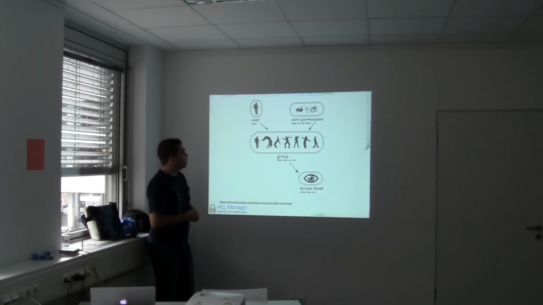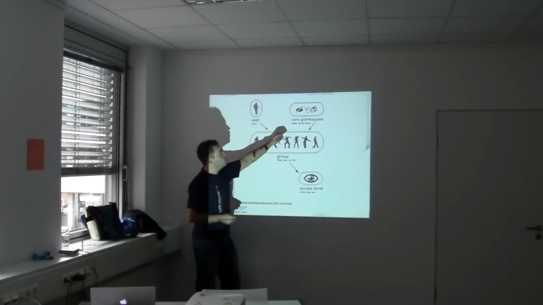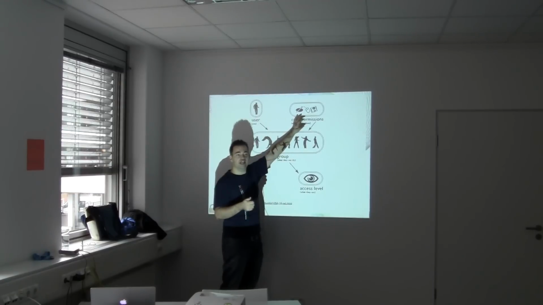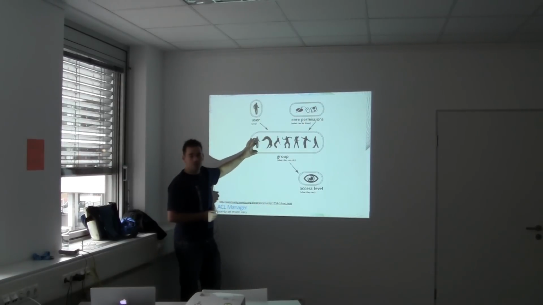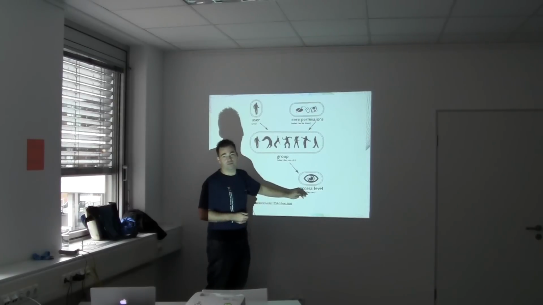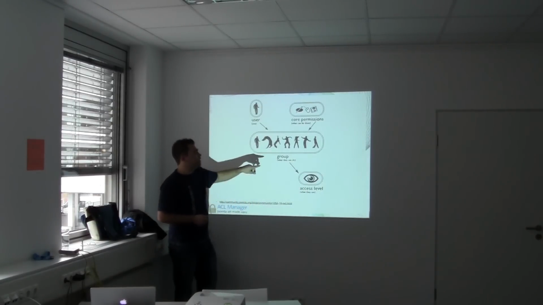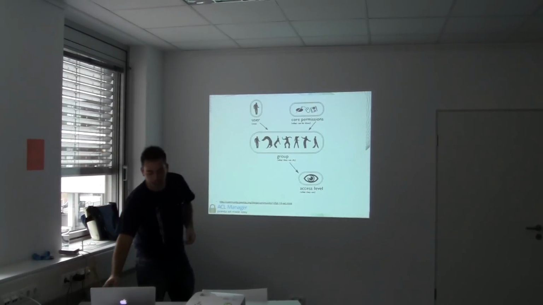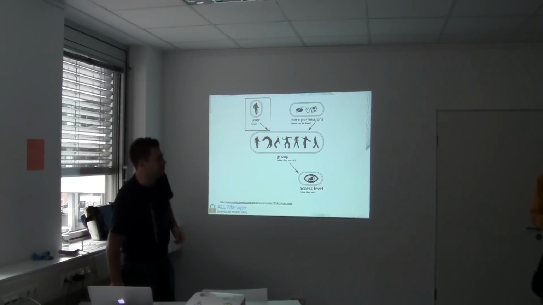We can define the Joomla ACL system in 4 parts. We have a user, we have permissions, so what can I do? Create, edit, delete. We have a group, and that's a group of users, and we have access levels. Those are in relation to each other, and let's have a closer look at each of those.